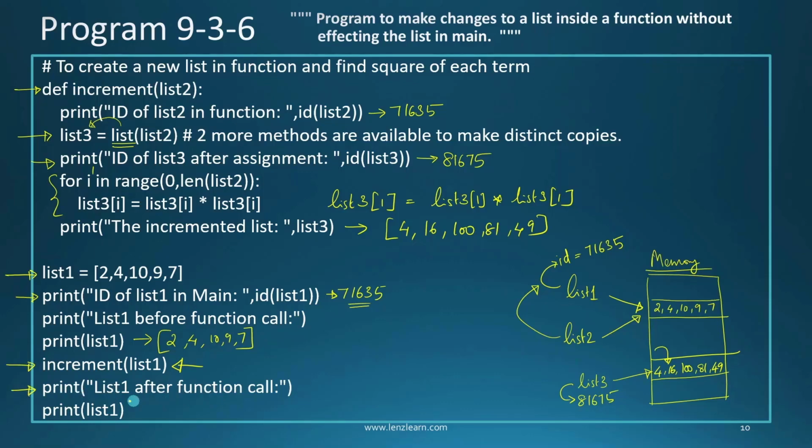I am trying to print list 1 over here. Now you see I worked on a separate memory location, so inside list 1 nothing is changed. List 1 has the original values. Now if you print list 1, it will just print 2, 4, 10, 9 and 7 because the values are not changed. So now let us run this program.